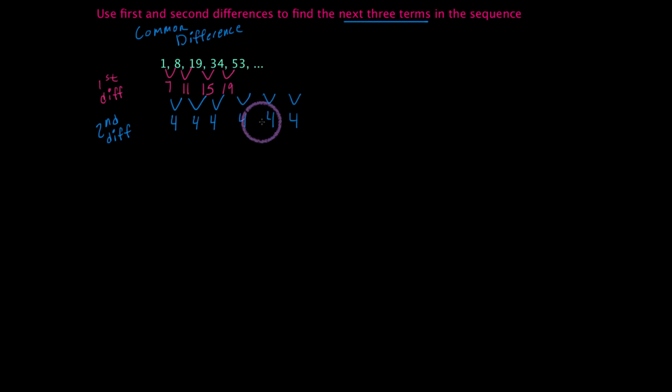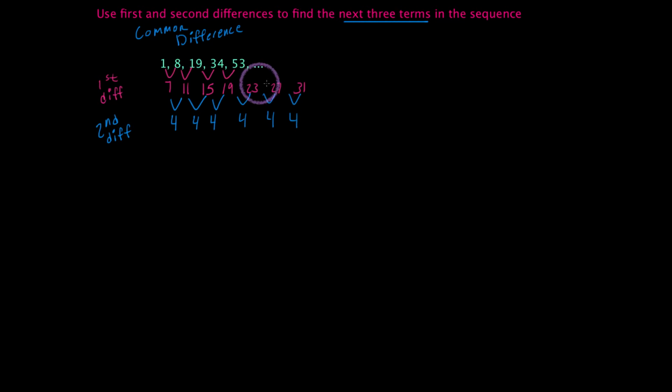I'm just going to leave that there for now. But what I would do is take these values of 4 and add them into the first difference set of values. So starting with 19, I'm just going to add 4 here. So 19 plus 4 would give me a value of 23. 23 plus 4 would give me a value of 27. And 27 plus 4 would give me a value of 31.